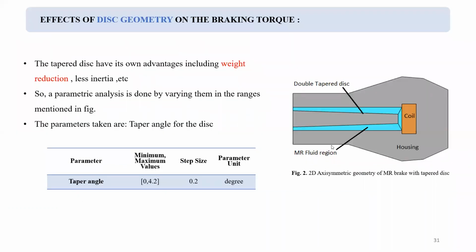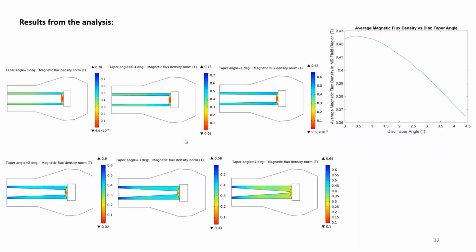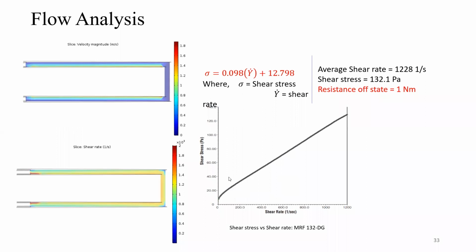This student also studied the taper angle of this disc, whether the taper angle will have an effect, for 0 degrees and so on, for weight reduction. My student Karthik Peri has found out, for taper angles of 2 degree, 3 degree, 4 degree, what the flux density will be. All those things we have done.